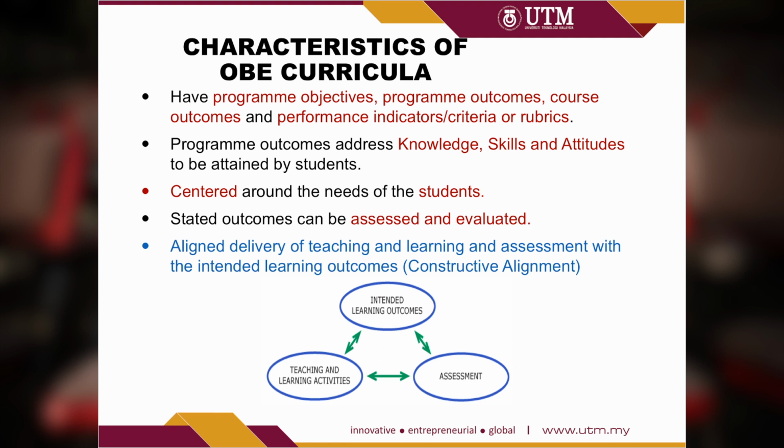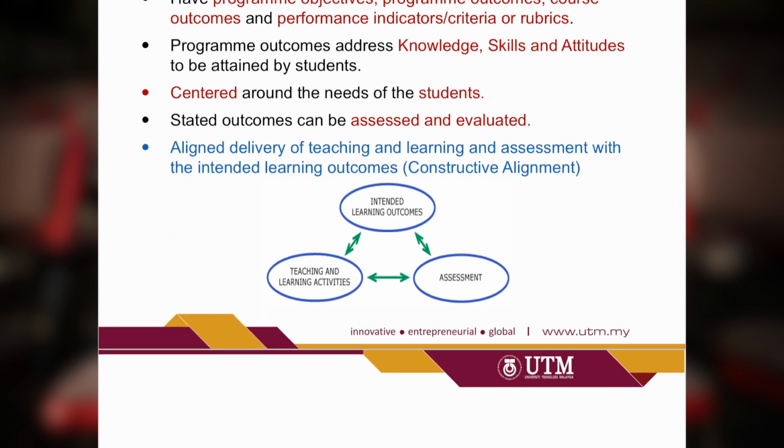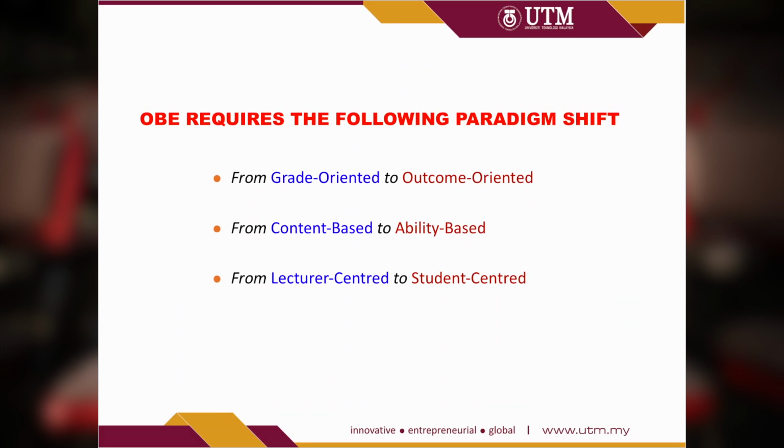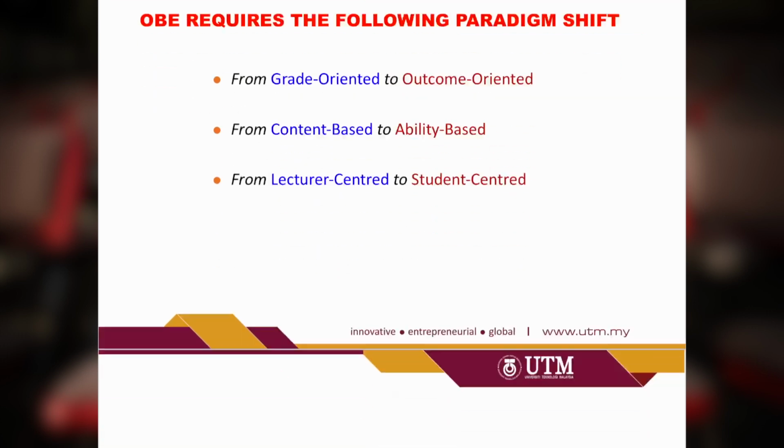In the OBE system, assessments are carried out to assess various competencies in terms of knowledge, skills, and attitudes, which are related to the taxonomies of Bloom for the cognitive domain, Krathwohl for the affective domain, and Harrow for the psychomotor domain. By now, we would realize that implementing OBE would require a paradigm shift from grade-oriented to outcome-oriented, from content-based to ability-based, and from lecturer-centered to student-centered.